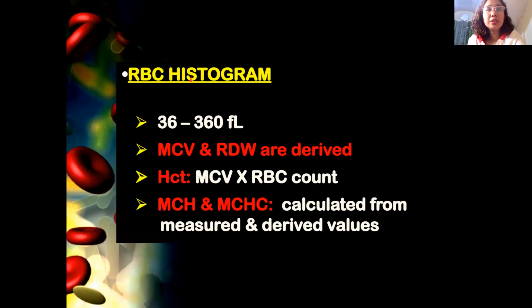For the RBC histogram, the range is 36 to 360, a wide range. Your MCV, your volume, and your RDW are derived, we get them directly from the measurement of the machine. However, guys, for hematocrit you need a centrifuge, and there is no centrifuge inside our hematology analyzer. So what they do inside the machine is they just multiply. And your MCHC is also only calculated.